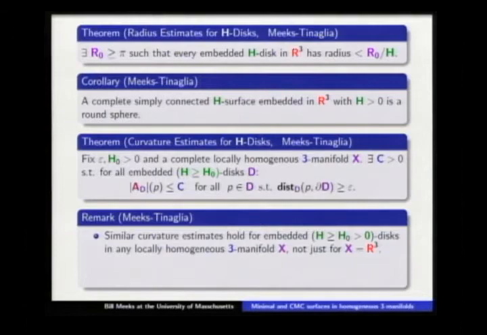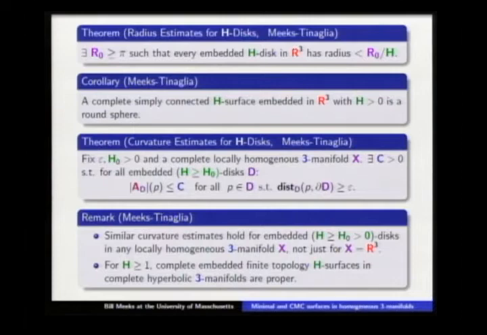And you can generalize this to other situations. Curvature estimates like this one hold in locally homogeneous manifolds for disks. If you're away from the boundary by a given amount, and the mean curvature is at least something, then you have to have curvature estimates away from the boundary once you're a certain distance from the boundary. It doesn't depend upon the disk.